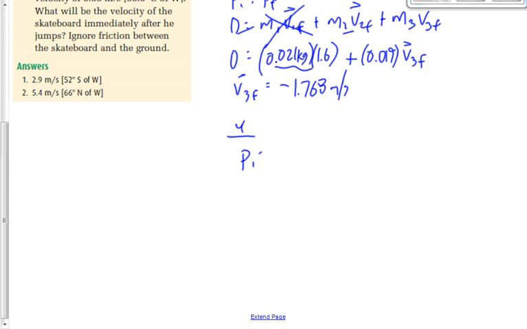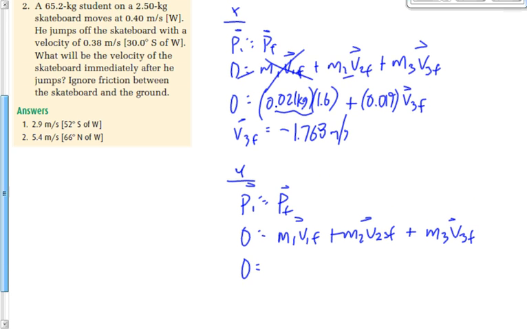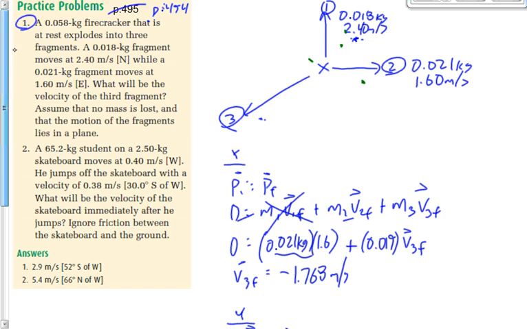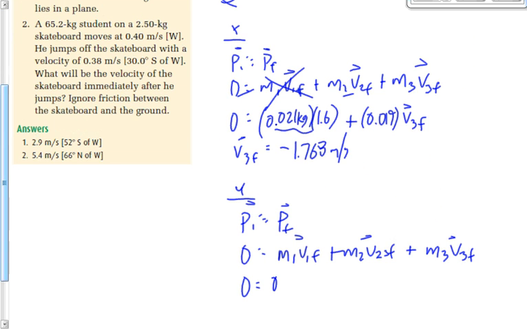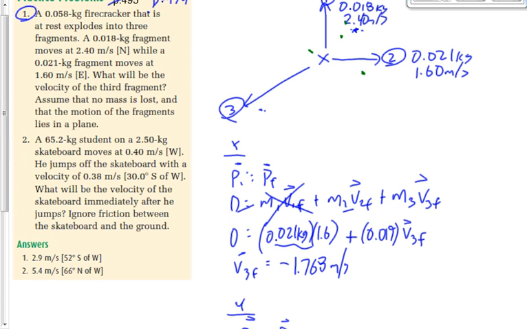For the y component, again, pi equals pf. Once again, because it's not moving on the y-axis, the initial momentum is 0. The final momentum is m1 v1f plus m2 v2f plus m3 v3f. M1, 0.018. V1F is what? We already said that it was 0 up here, right? But yeah, that's for the x component, it was 0.